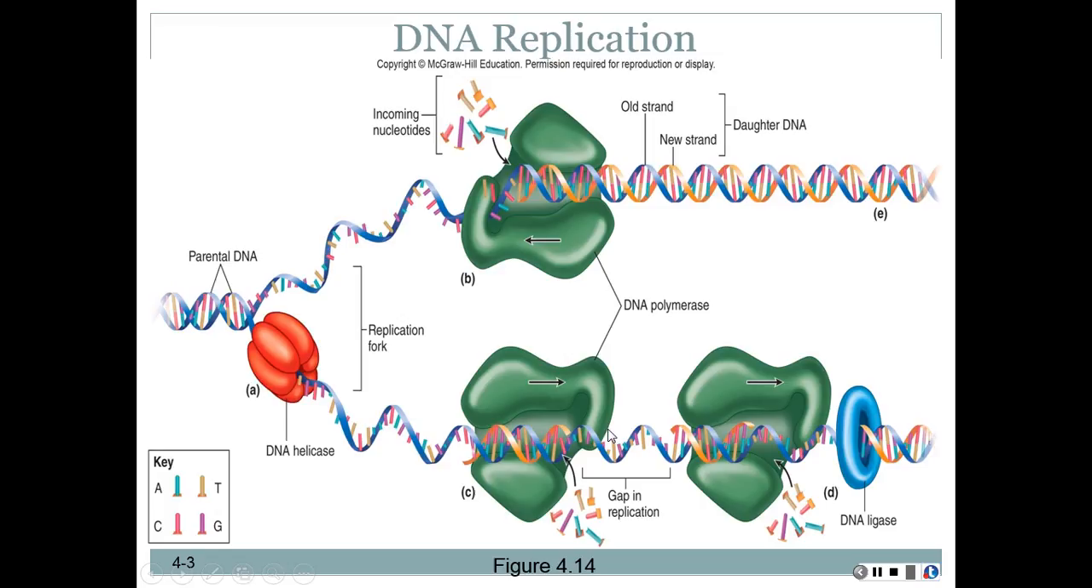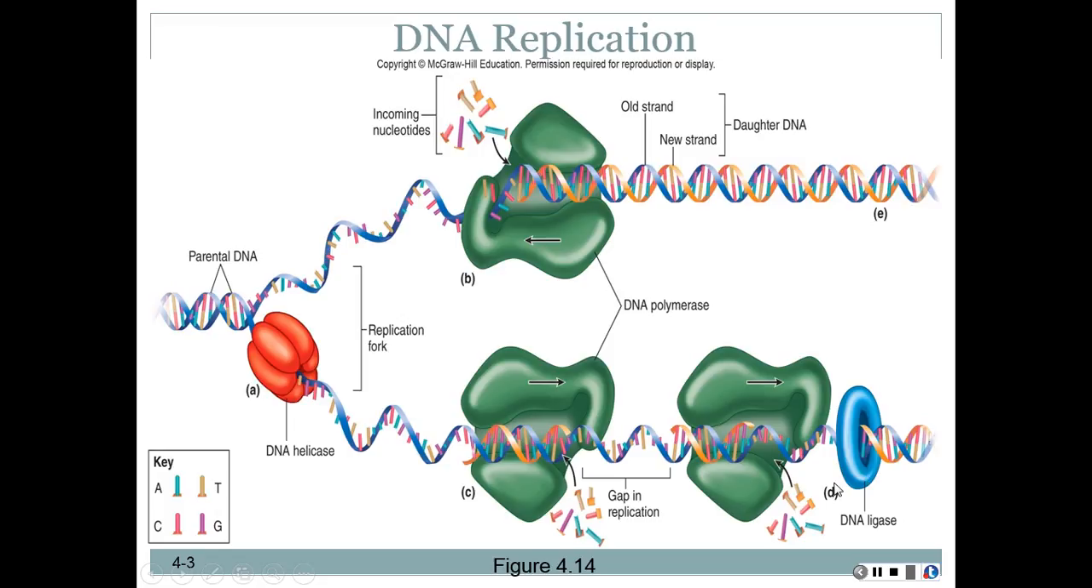Now, while these two are moving away from this replication fork, the short pieces tend to join together by the DNA ligase. So yes, they're making short pieces of DNA, but they come together with this DNA ligase at the end.